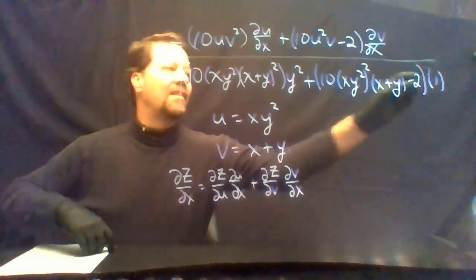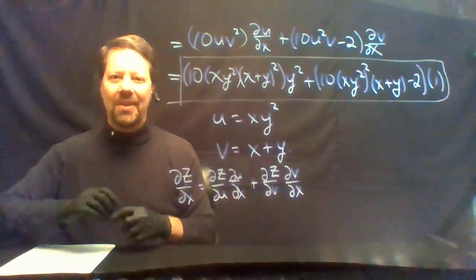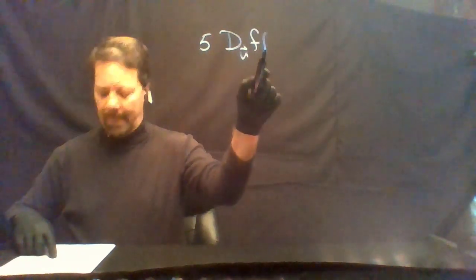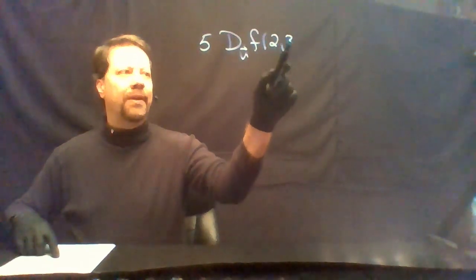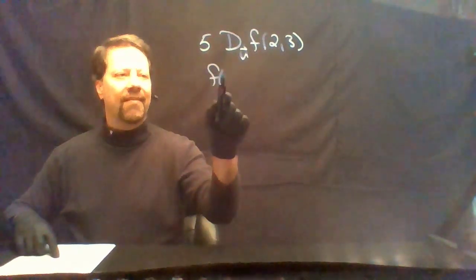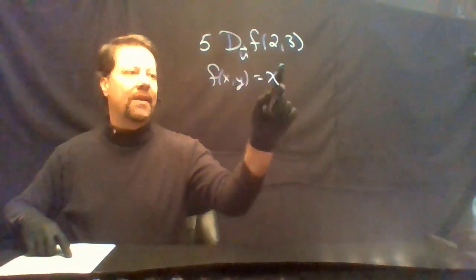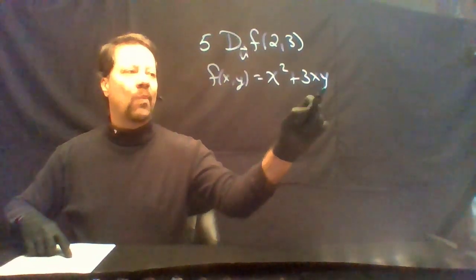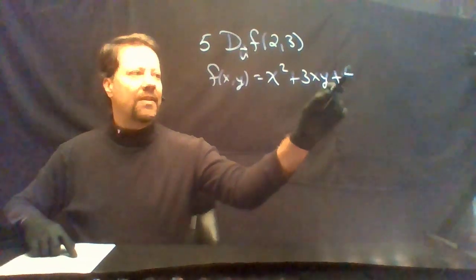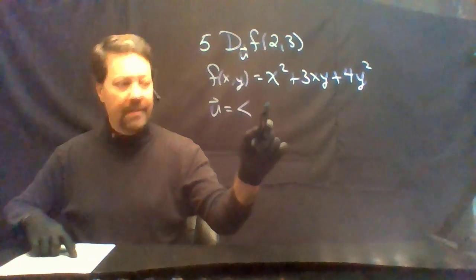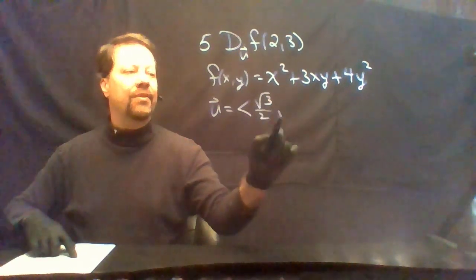Please, on the exam, do not simplify your answer. On problem 5, I ask you to find the directional derivative evaluated at the point (2, 3). The function in question is x squared plus 3xy plus 4y squared, and the unit vector giving the direction is (root 3 over 2, 1/2).